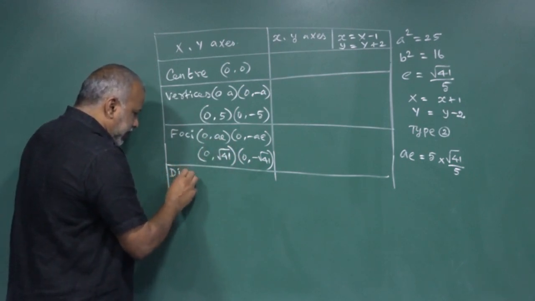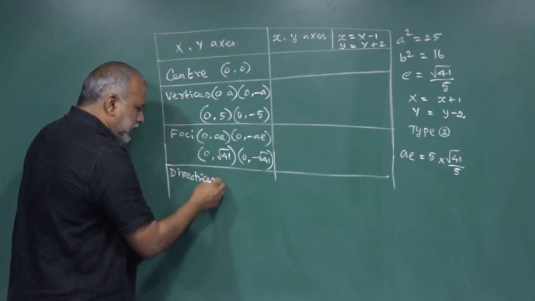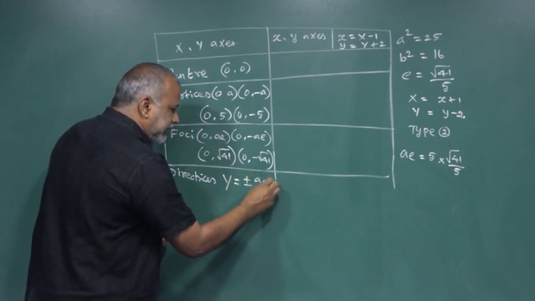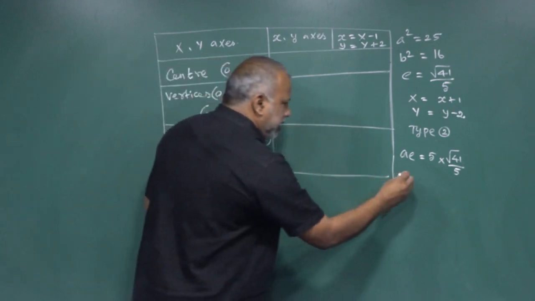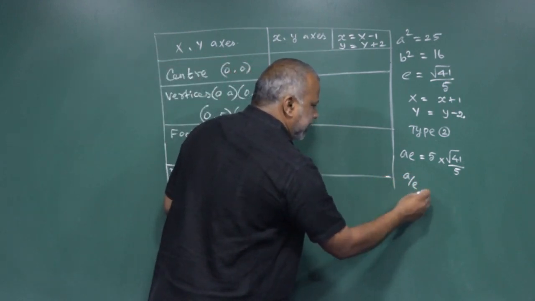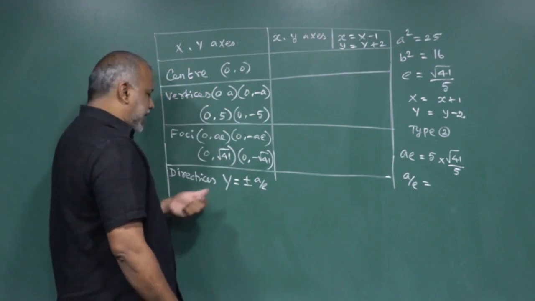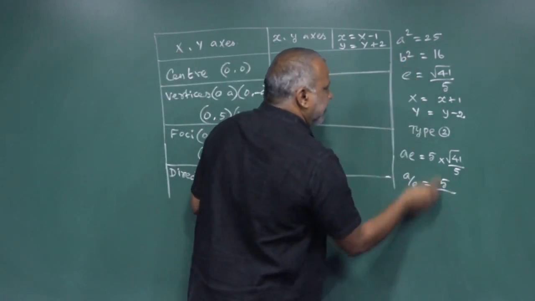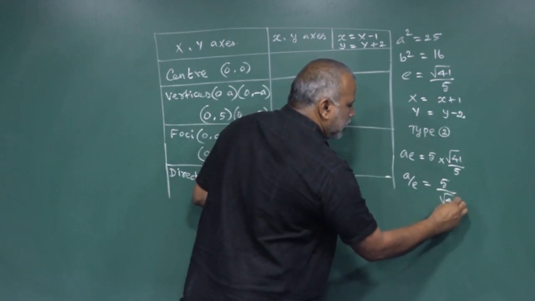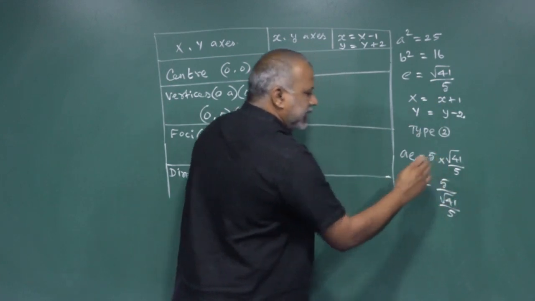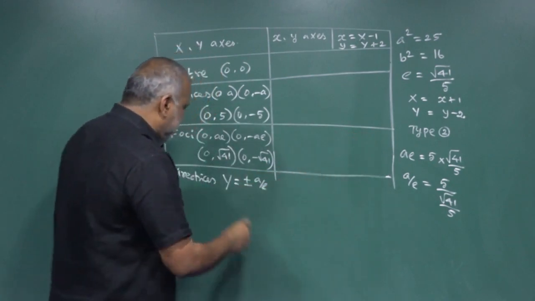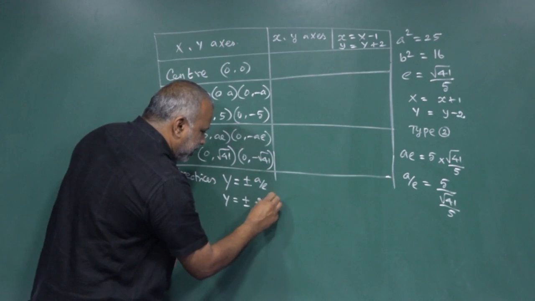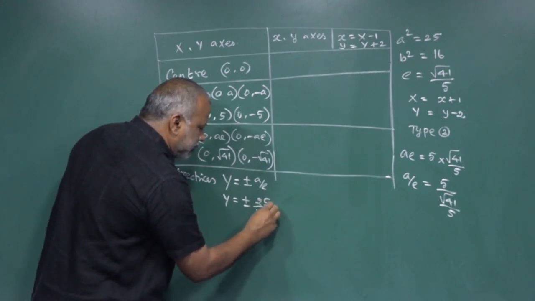Now we need directrices. Directrices formula: y equal to plus or minus a divided by e. We already worked out all the results in your theoretical concept. So now we need a divided by e. Here a equal to 5, the value of e equal to root 41 by 5. Getting the reciprocal, 5 into 5 becomes y equal to plus or minus 25 divided by root 41.